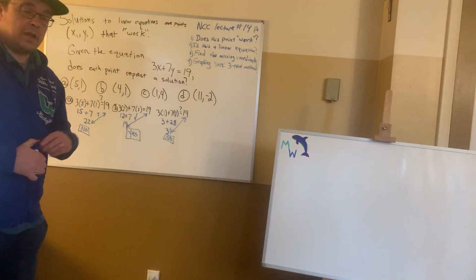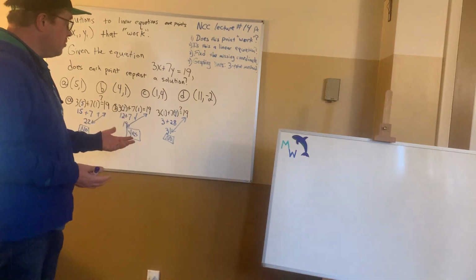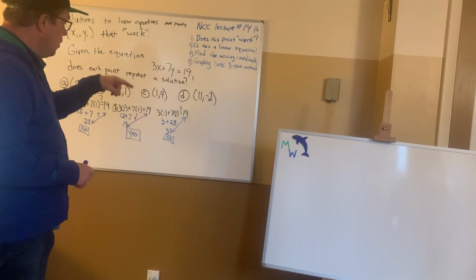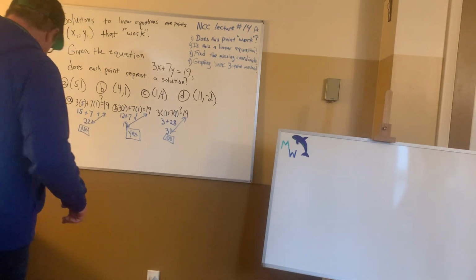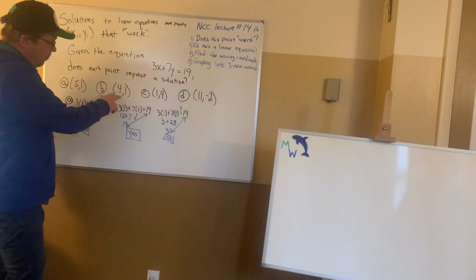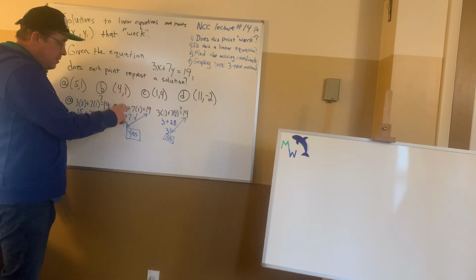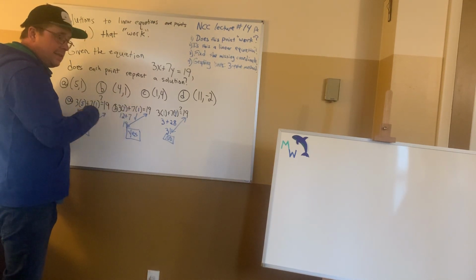So did they hit the same target? No. Is there a solution to the equation, this point? No. Is that point, 1, 4, going to be on the graph? No. Let's look at what I got here. 4, 1. That's an X of 4 and a Y of 1. Turns out that one worked. We did our workout and it made 19.